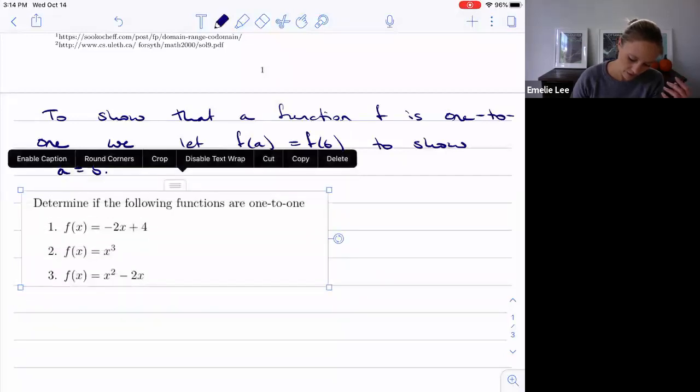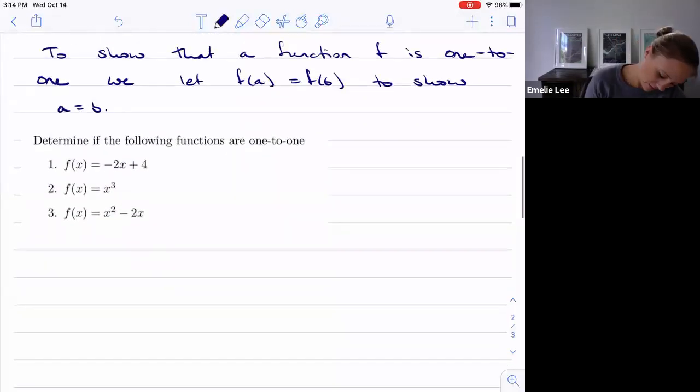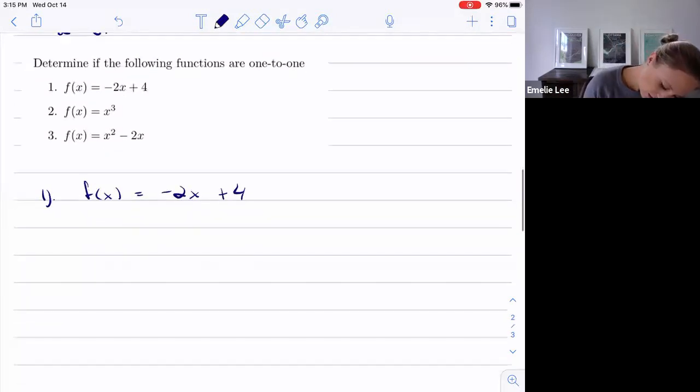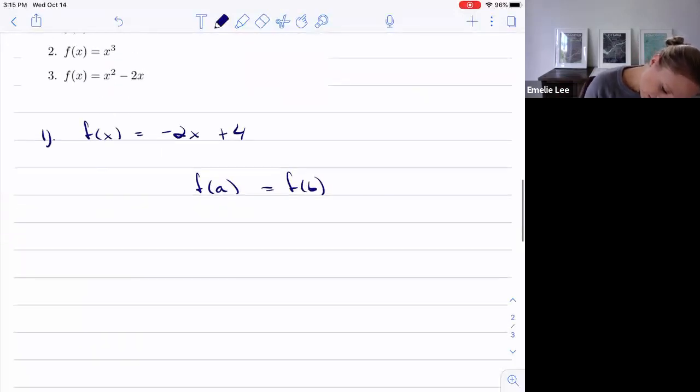So let's do this first one here. If f of x is negative 2x plus 4, then what we have to do is take f of a and set it equal to f of b. Wherever I see an x, I'm going to replace it with a on the left-hand side and b on the right-hand side. It seems kind of silly, but we'll find that it doesn't always work. So if f of a equals f of b, that means negative 2a plus 4 must be negative 2b plus 4.